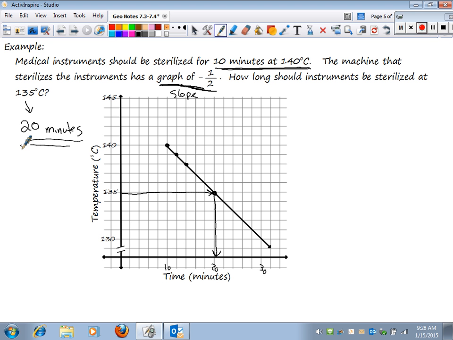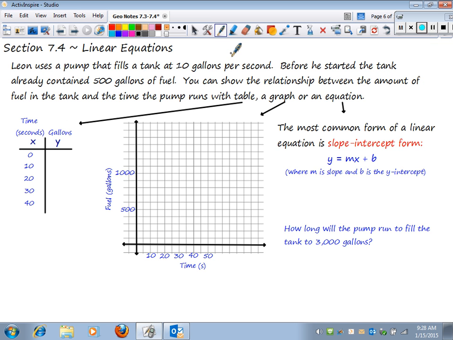And that's all for the slope section, 7.3. Done. The last one is about equations, y equals mx plus b, things like that. So that probably will be another review part for you.